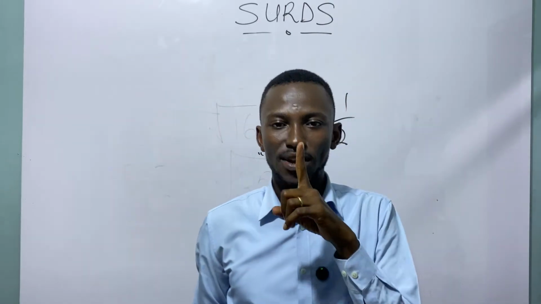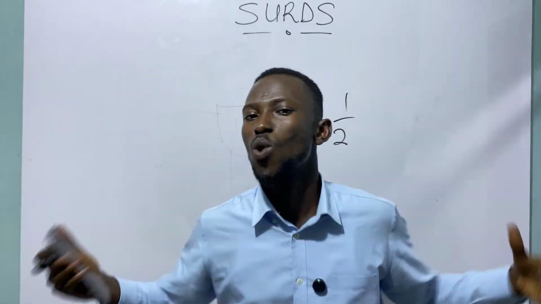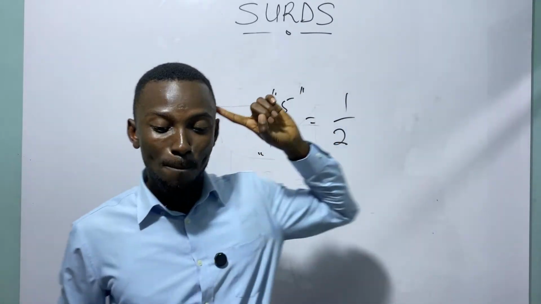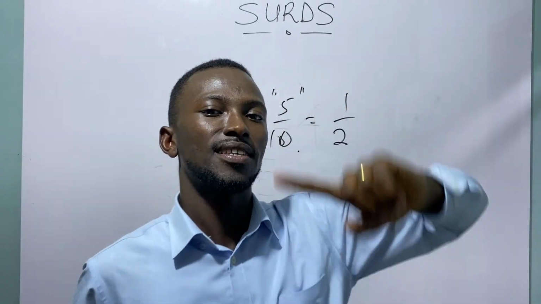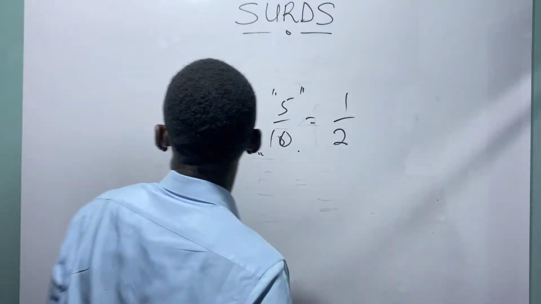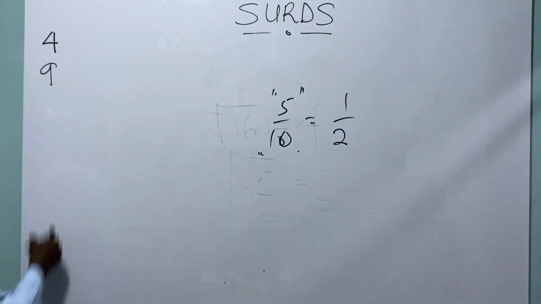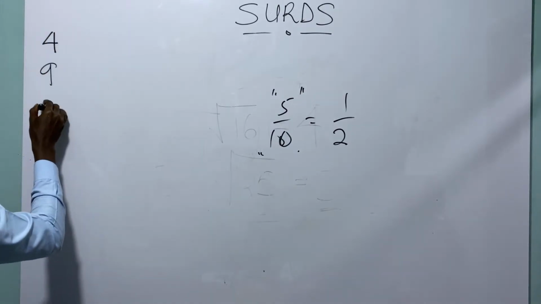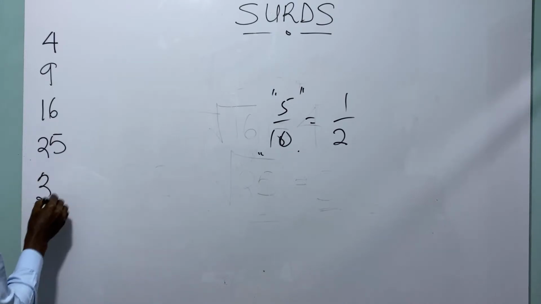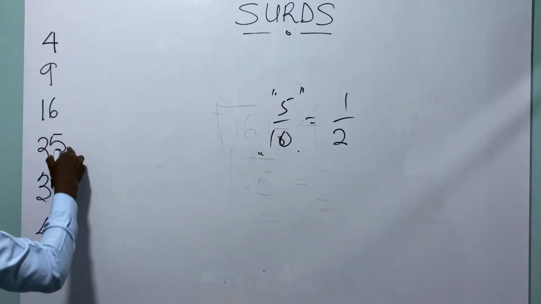But one trick when it comes to simplifying sets is this. You should master perfect squares. To be able to simplify sets, you should master what we refer to as perfect squares. So we are going to look at some perfect squares that you should know. Some perfect squares you should know are 4, 9, 16, 25, 36, 49. So 1, 2, 3, 4, 5, 6.